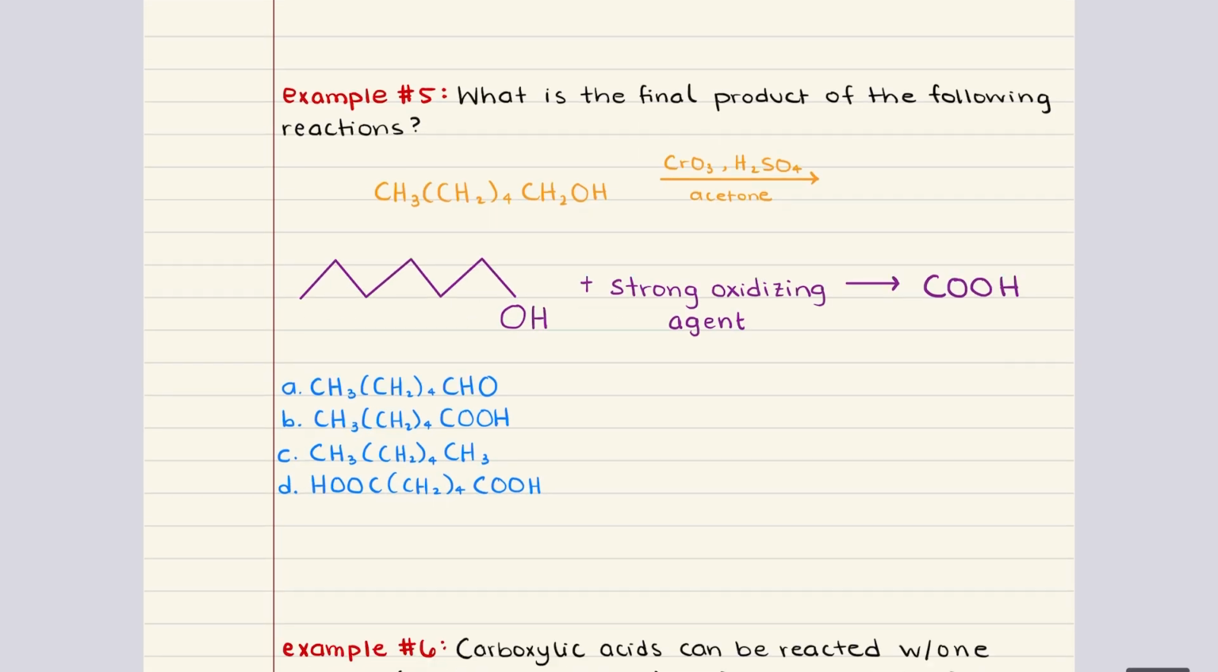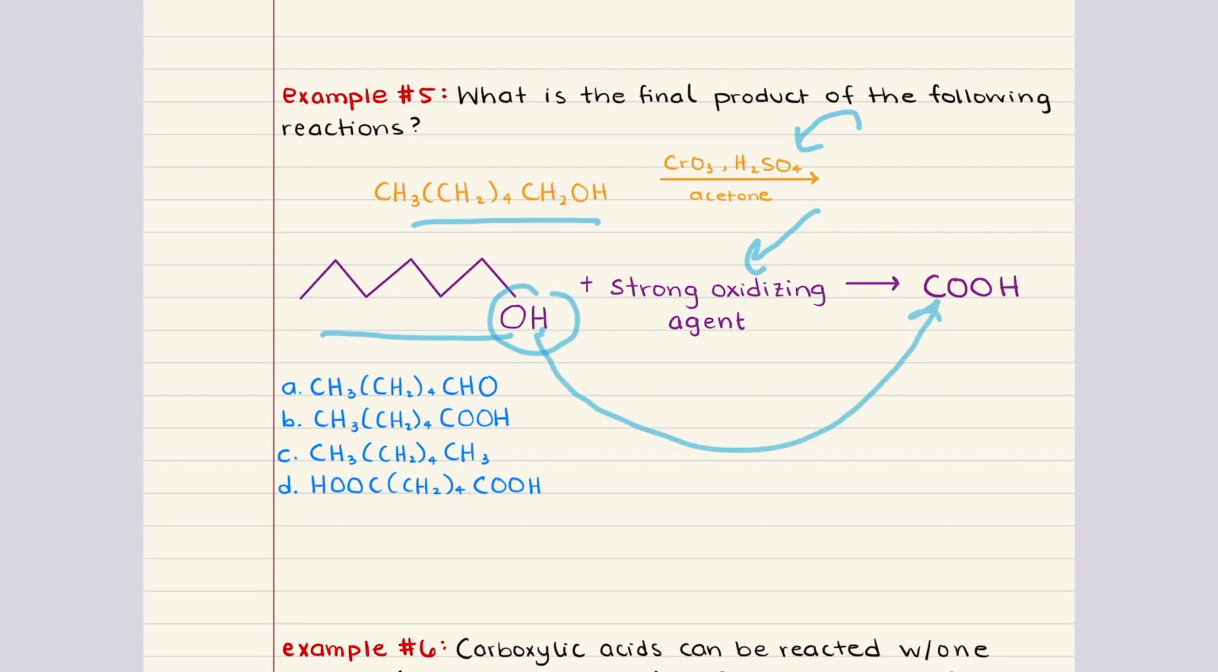Problem 5 says, what is the final product of the following reaction? Here we're given a molecule and told that it reacts with a strong oxidizing agent. When we draw this molecule out, we notice that it is a primary alcohol. And the strong oxidizing agent that's listed here is chromium trioxide in sulfuric acid in acetone, which is known as the Jones oxidation. Strong oxidizing agents like this are going to fully oxidize primary alcohols into carboxylic acids. They're not going to stop at an aldehyde.